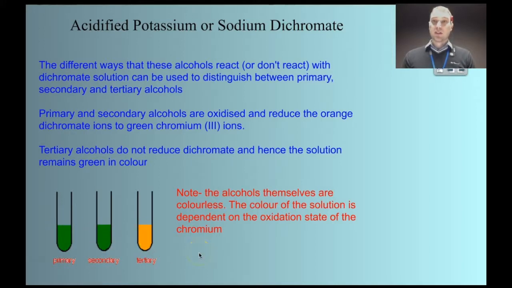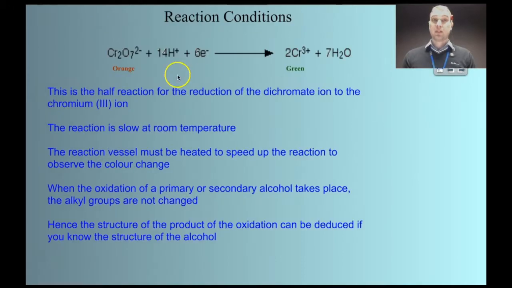Tertiary alcohols don't oxidize, so the dichromate ions don't change to chromium ions, and the color remains orange. So here's a half equation showing the dichromate ions turning into chromium ions. It's a reduction reaction, so the dichromate ions are reduced to chromium ions, and like I said, the color change is orange from the dichromate to green from the chromium ions. This reduction causes oxidation, so the alcohol, if it's primary or secondary, is oxidized. It's oxidized to an aldehyde and then a carboxylic acid if it's primary, and to a ketone if it's secondary.